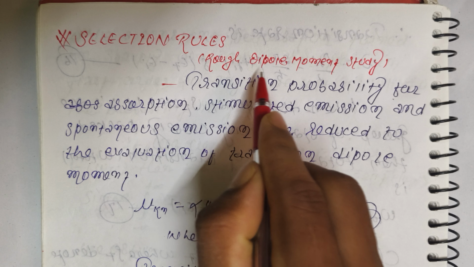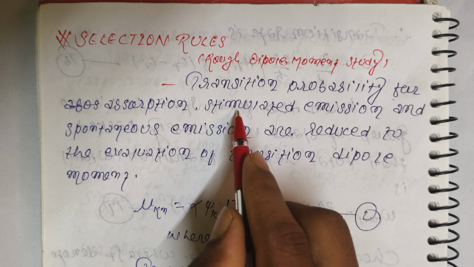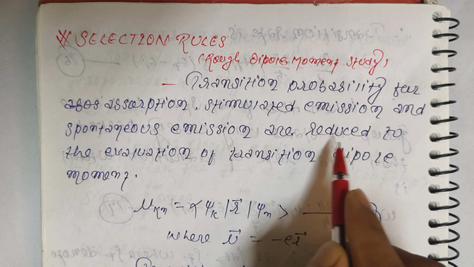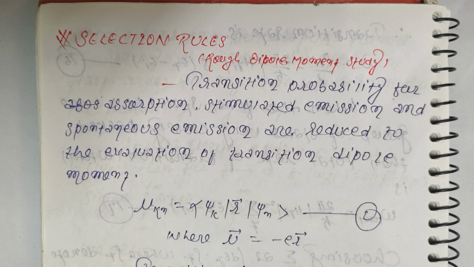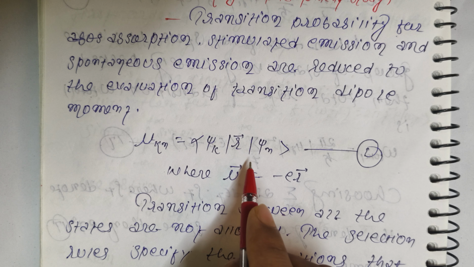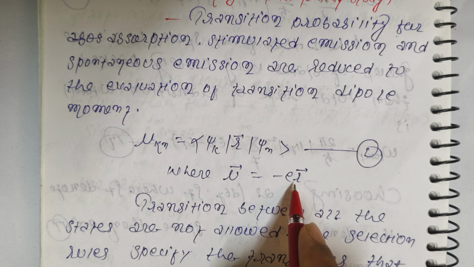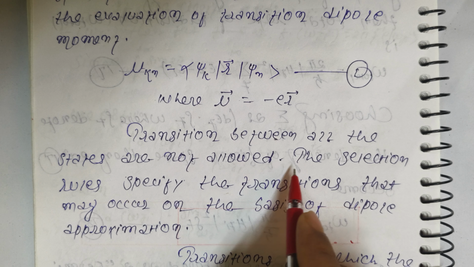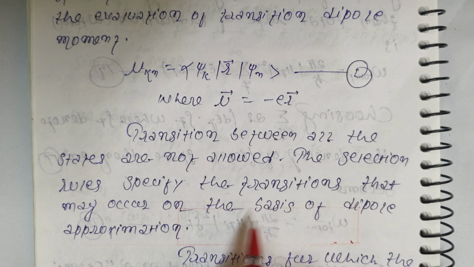Selection rules. Rough dipole moment study. Simply we say rough dipole moment study. Transition probabilities for absorption, stimulated emission, and spontaneous emission are reduced to the evaluation of the transition dipole moment. μ_kn is equal to ∫ψ_k* μ ψ_n dτ. This is equation 1, friends, where μ is equal to minus e times the vector r. Transitions between all the states are not allowed. The selection rules specify the transitions that may occur on the basis of the dipole approximation.